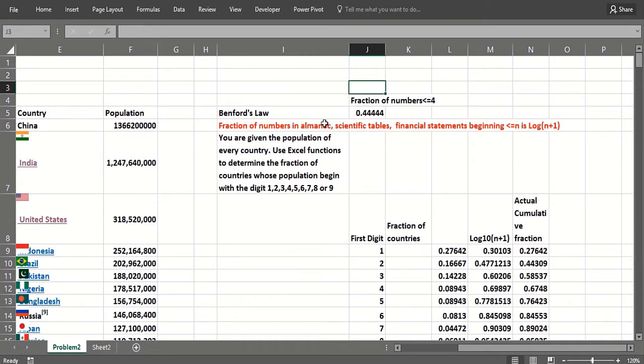The fraction of numbers that should begin with 1 through n is really the log of n plus 1, by something called Benford's Law. Okay, so log base 10 of 5 is around 70%. I've plotted these logarithms right here. So the fraction of numbers that should begin with 1 through 5 is about 78%. 1 through 6, 85%. You could win a lot of money betting on this.